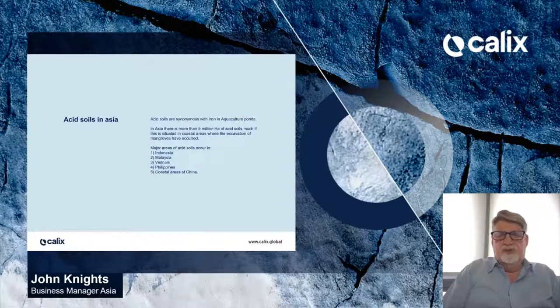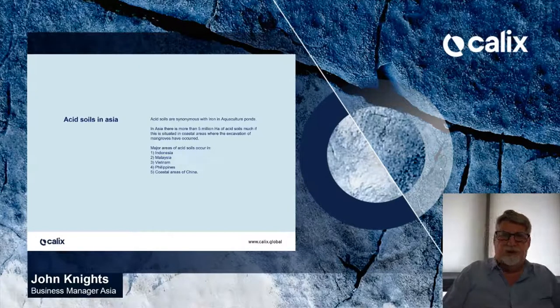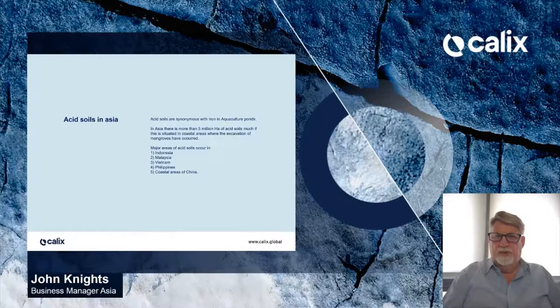Acid soils in Asia. Acid soils are synonymous with iron in agricultural ponds. In Asia, there are more than 5 million hectares of acid soils. Much of this is situated in coastal areas where excavation of mangroves has occurred. Major areas of acid soil occur in Indonesia, Malaysia, Vietnam, Philippines, and coastal areas of China.